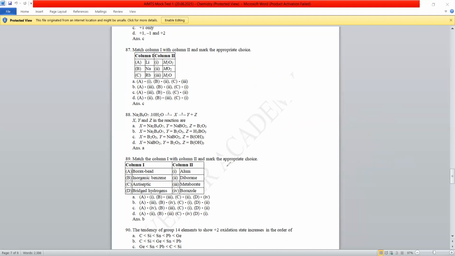Next, question number 89, you can check. Borax bead is metaborate, B2O3 will be formed. Inorganic benzene we can call borazole or borazine. Alums we can use as an antiseptic. And bridged hydrogens, what will have them here? Diborane will have bridged hydrogens. Check, students, option B is the correctly matched one. So option should be B for question number 89.